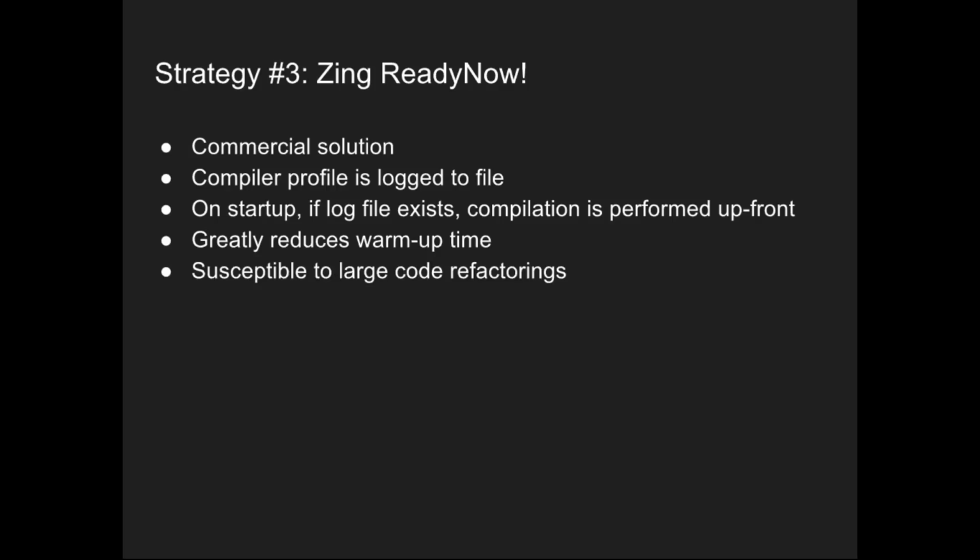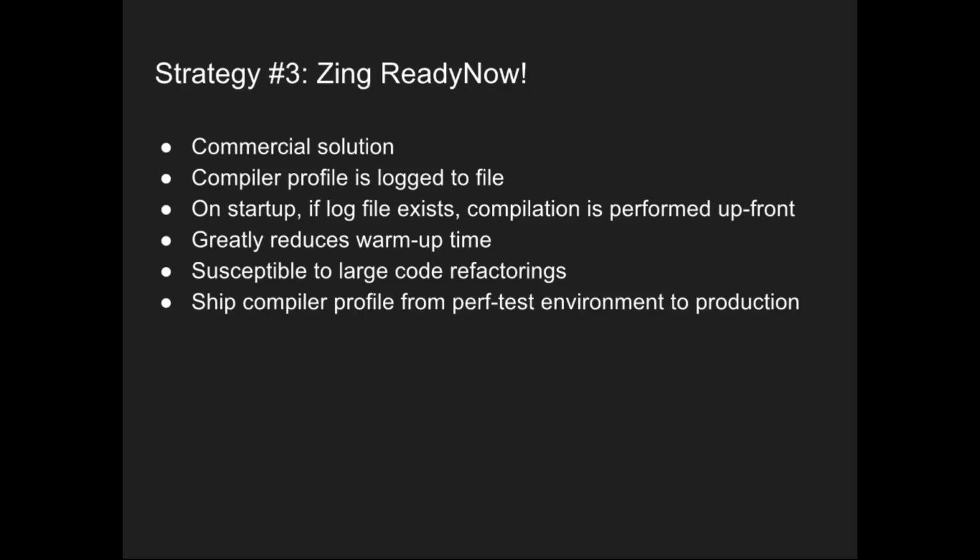It has the disadvantage that it's susceptible to large code refactorings. Obviously, if you rename a whole load of methods or shuffle code around, then the profile isn't going to be valid. You can get around this by shipping the compiler profile from your perf test environment along with the deployable to production. So that's another thing that could be worth trying.